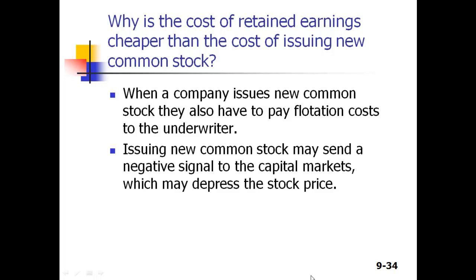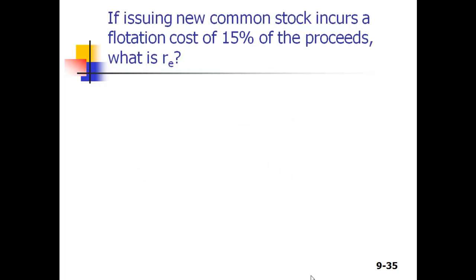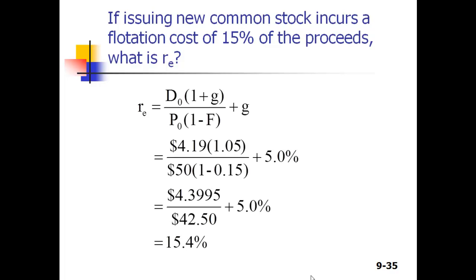This I'll get to later. Issuing new common stock incurs a flotation cost of 15%. Then what is the cost of equity? So I'll just help you do this. The concept is this, just pay close attention here. So if we know that the flotation cost is 15%, right here, this is how the formula gets modified.